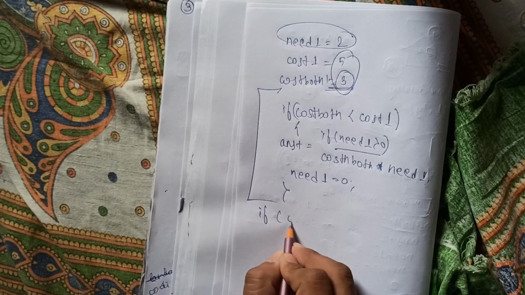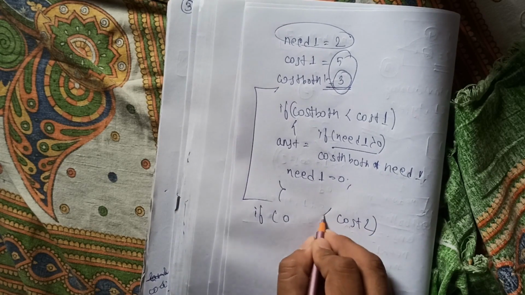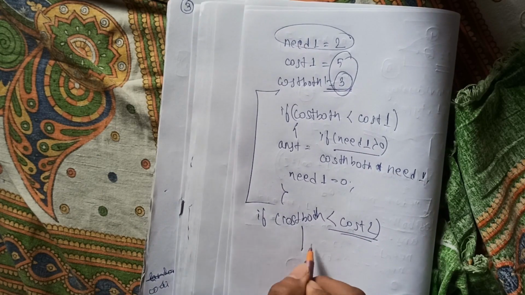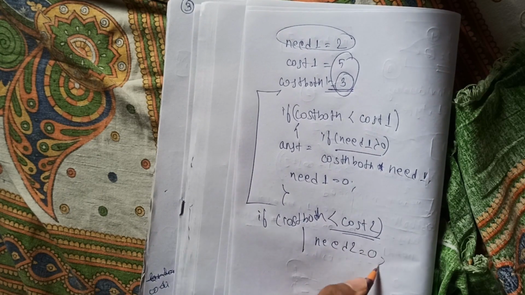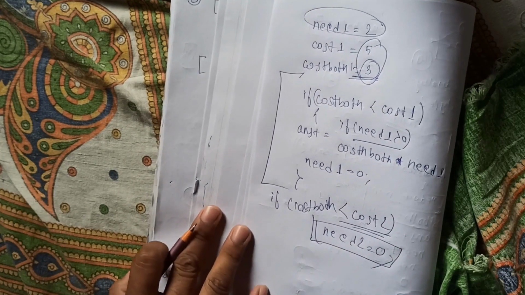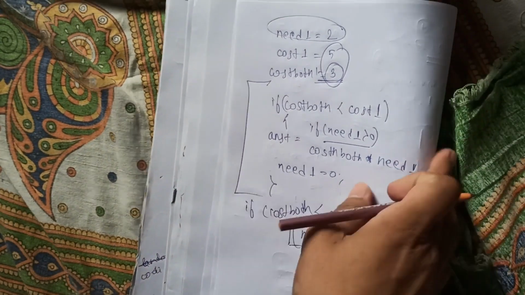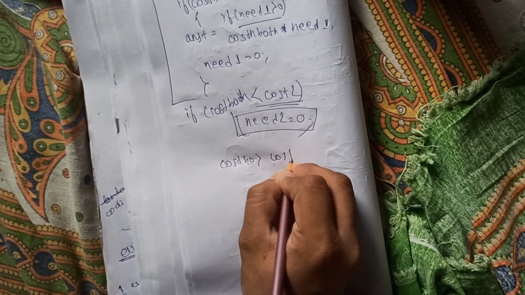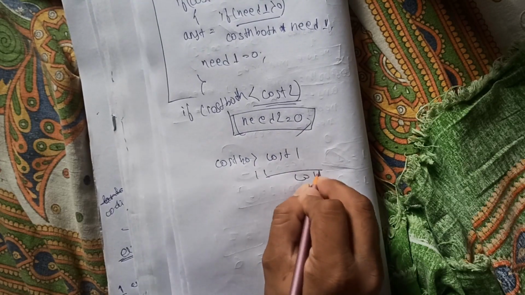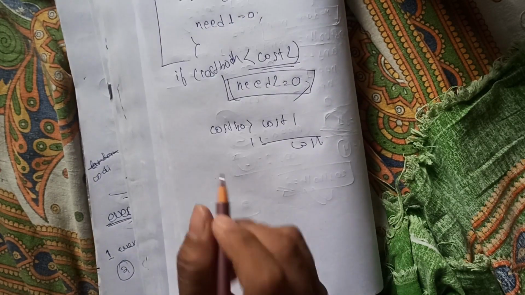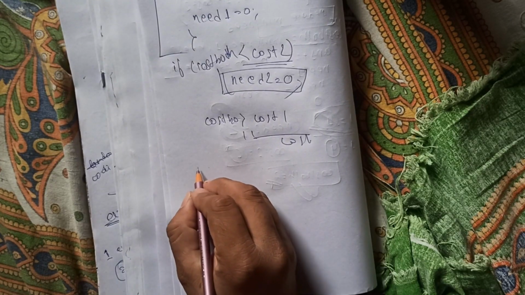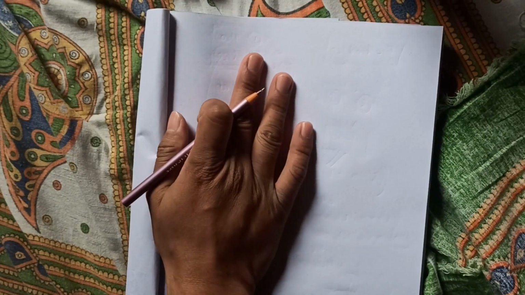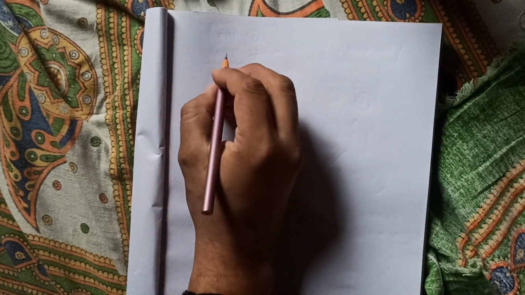Similarly, you will do for cost 2. If cost 2 is greater than cost both, then you will simply reduce the value of need 2, right? Need 2 becomes 0 if this was the condition, right? And the last test case is, if cost both is greater than cost 1, or it is greater than cost 2, then you will simply reduce the remaining elements. Let's take a small test case so that it is much more clear to you. It won't be a bigger one, so don't worry about that, right?